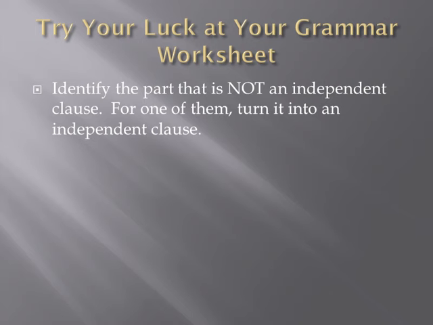Okay. So, going back to that worksheet that I had you go to a second ago, there are eight on here. For the sake of time, let's just go through one through four. What I want you to do is identify the part of each sentence that is not independent. And for one of them, and you can choose as a group, I'd like you to turn it into an independent clause. So you identify the incomplete sentence or the dependent clause, and for one of them, turn it into an independent.